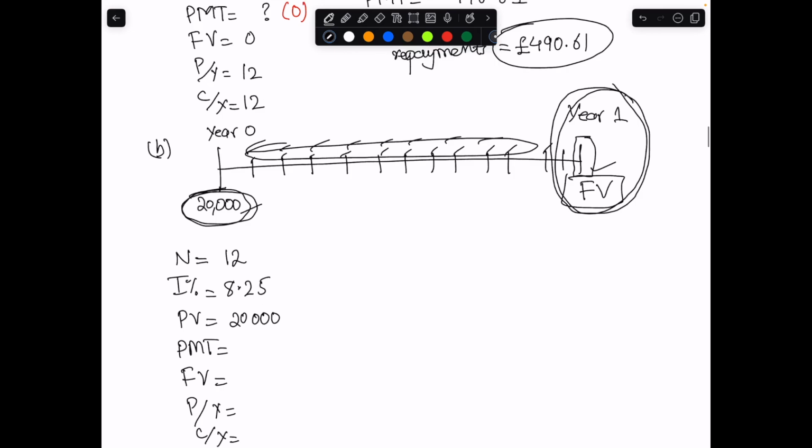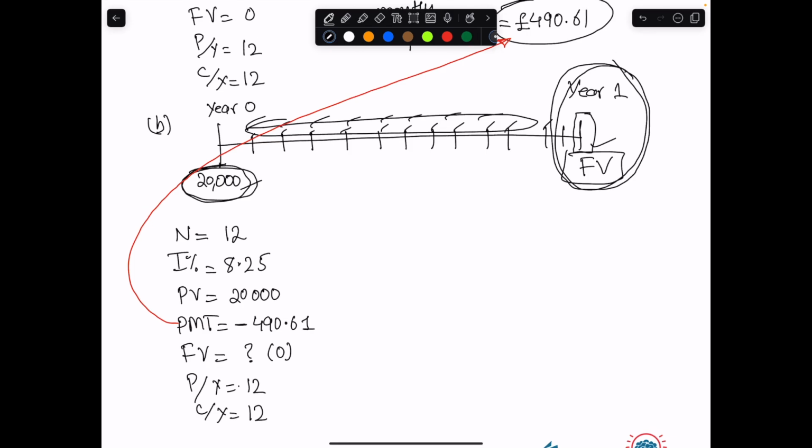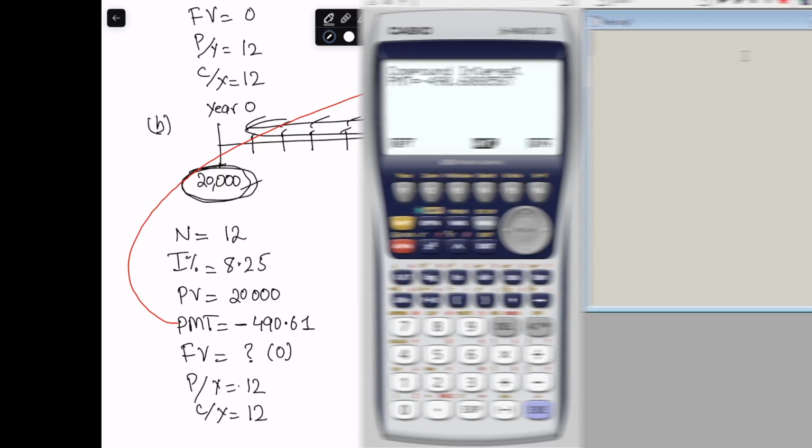Your PMT is going to be from the A part because you've already calculated how much monthly repayments you're doing. And remember, it has to be negative, very important, because it's going outwards. So negative 490.61. Future value is something we need to find, so we'll just put it 0 and we can see what is the future value. And P over y and C over y are still going to be 12 because they're monthly. So let's see how we can calculate our future value or outstanding balance after that.